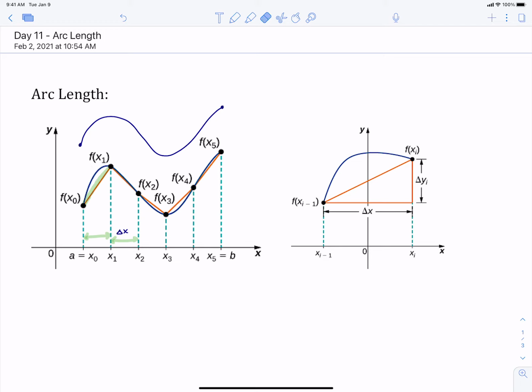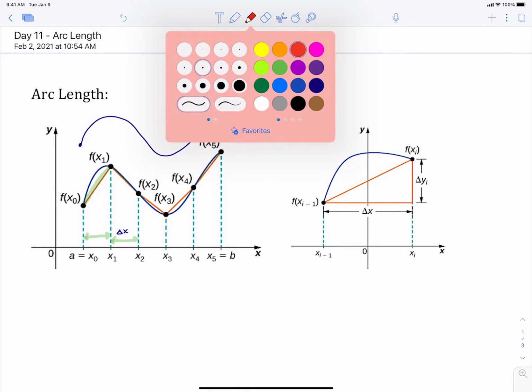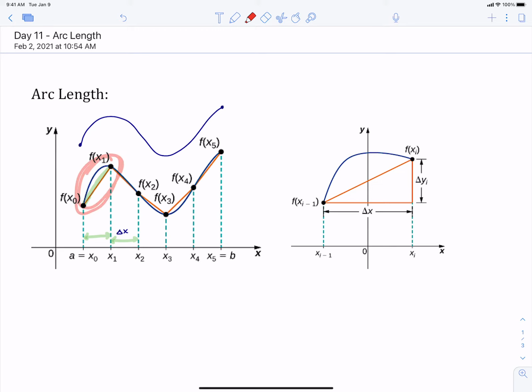Just like any other approximation that we do, we're going to have places like right here in that second interval where our straight line is going to approximate our curve really, really well. But then we'll also have spots like in our first interval where that approximation is not so great. That lends us to looking a little more closely at how we're going to figure out the length of this orange line.